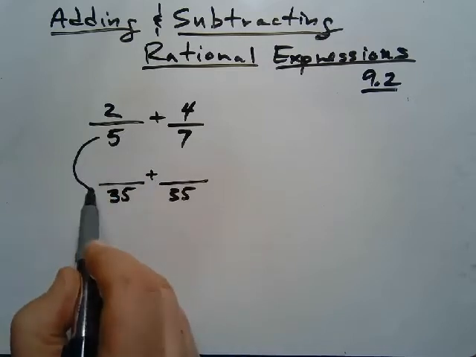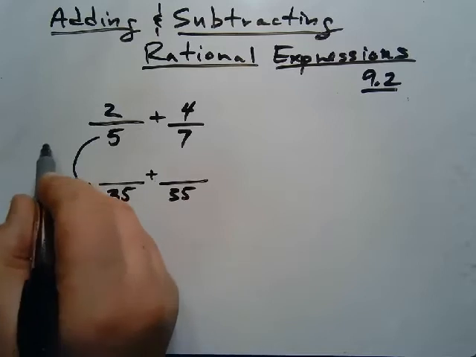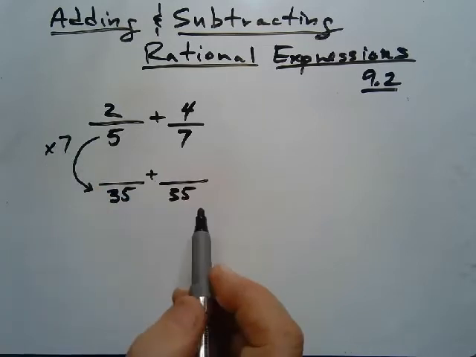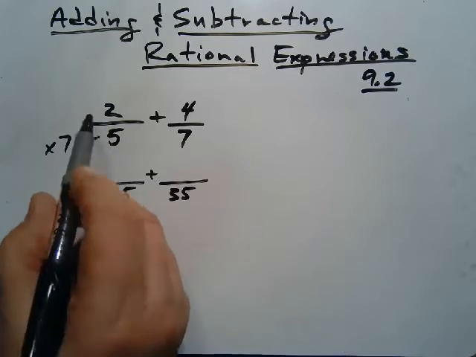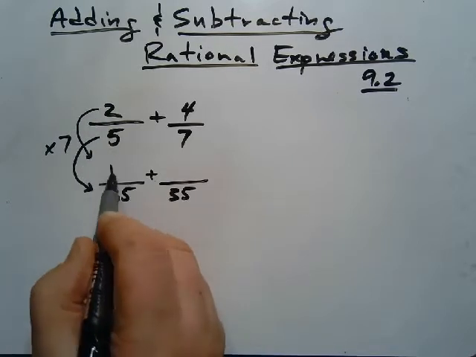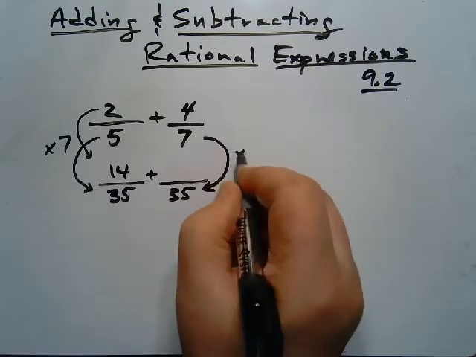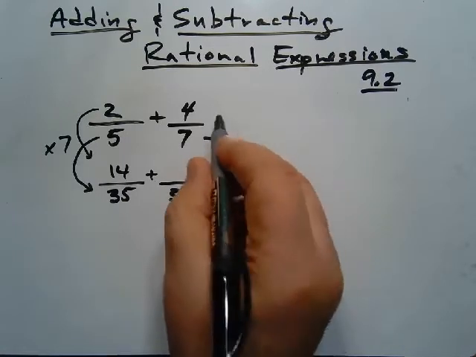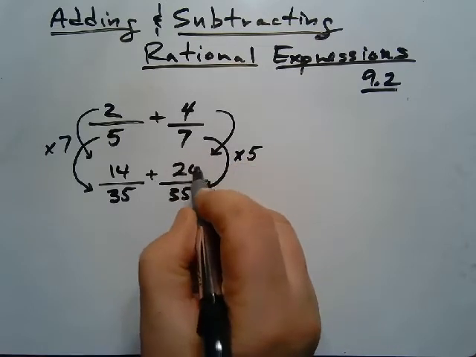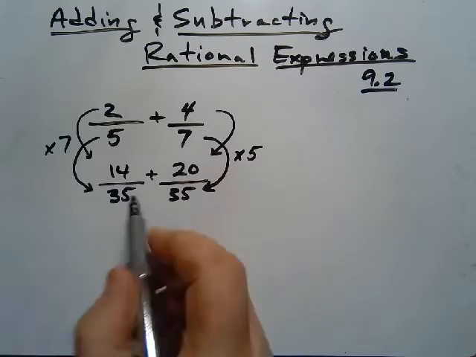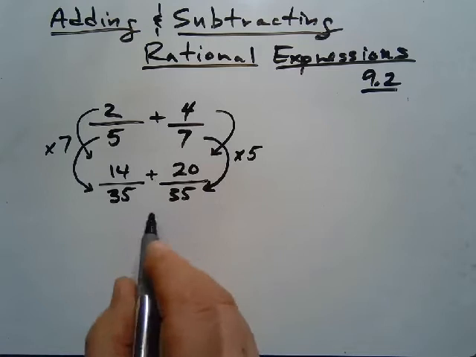And then I ask that question, what did I have to do to get from here to here? Well, I had to multiply by 7. So if I multiply the denominator by 7, I've got to multiply the numerator also by 7. So that's 14. And over here, what did I have to do? Well, I had to multiply the denominator by 5. So the numerator also has to get multiplied by 5. So that's now 20. Now, if the common denominators exist, then we just go ahead and combine those two.